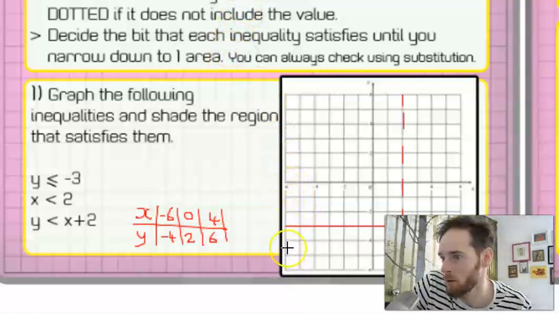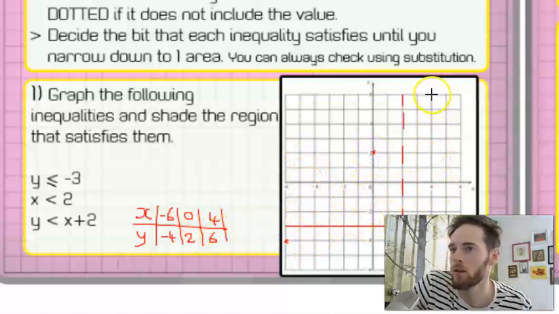6 minus 4 is there. All right, and then we're going to go with 0, 2, so that's there. I could just use those 2 points, but a third one just to be safe. 4, 6 is there. Now they should all line up in a straight line, not a solid straight line actually, because it's less than this. So we actually need to do a line that is dotted.